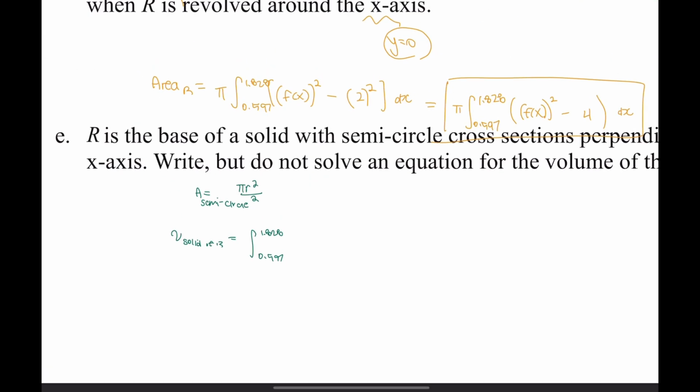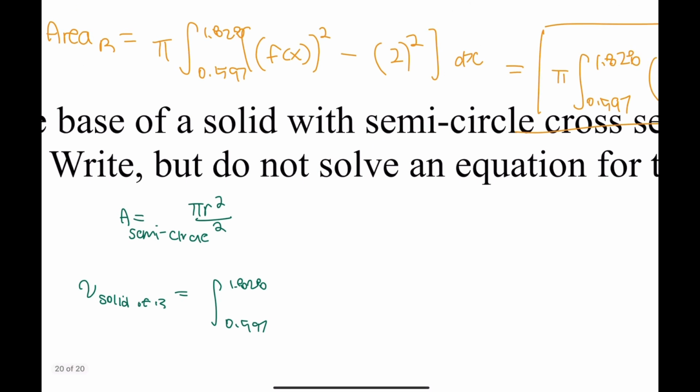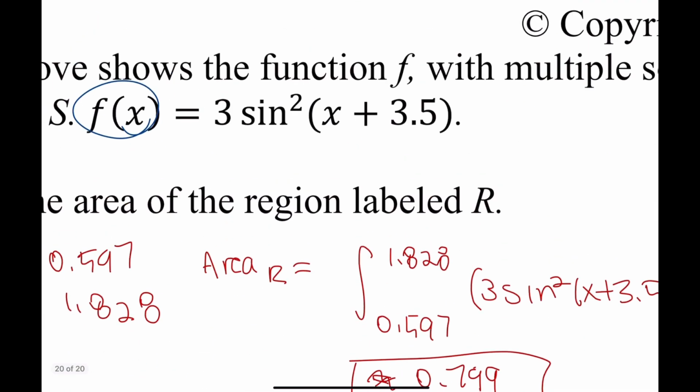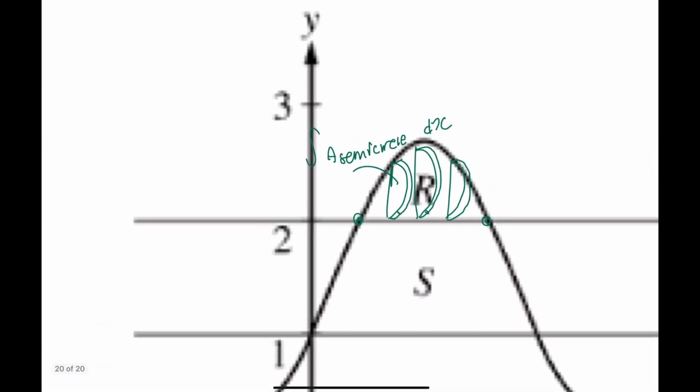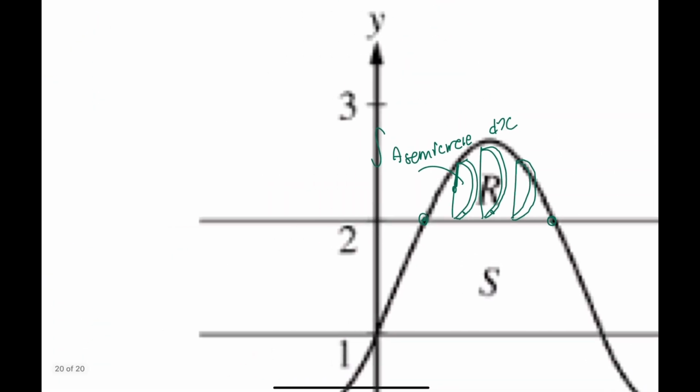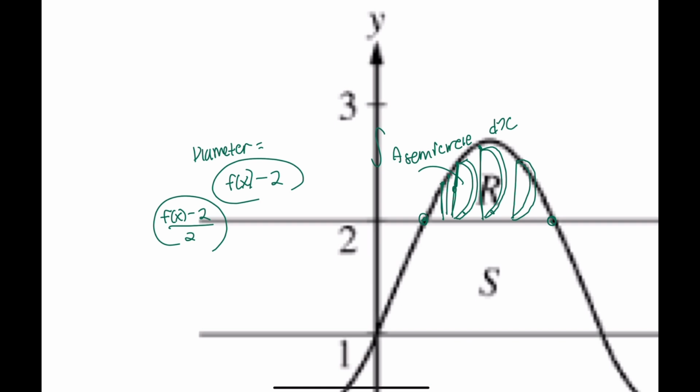And then let's incorporate the area function. But what is r here? The r here would be this much. So let's first find the diameter. The diameter would be equal to f of x minus 2. From here to here, here to here, which would all be f of x minus 2. And then f of x minus 2 over 2 would be our radius.